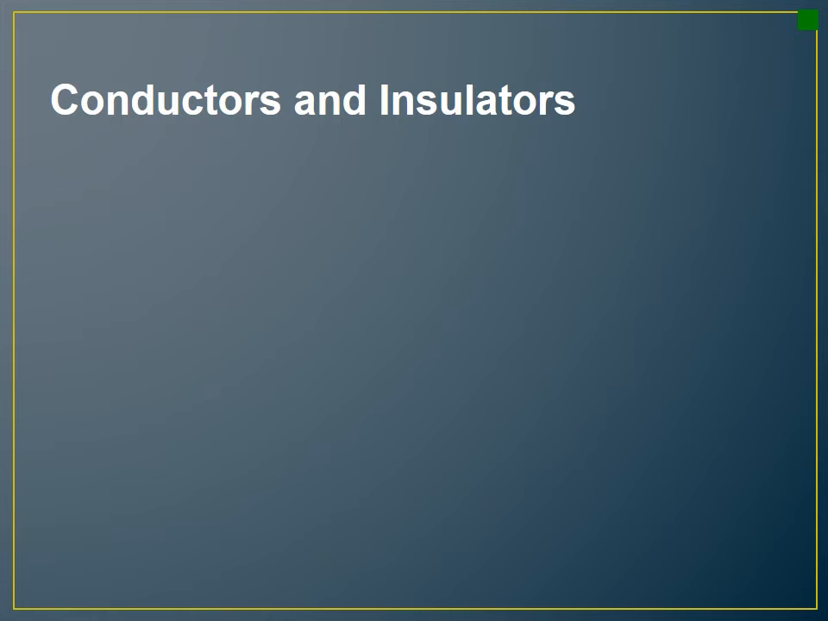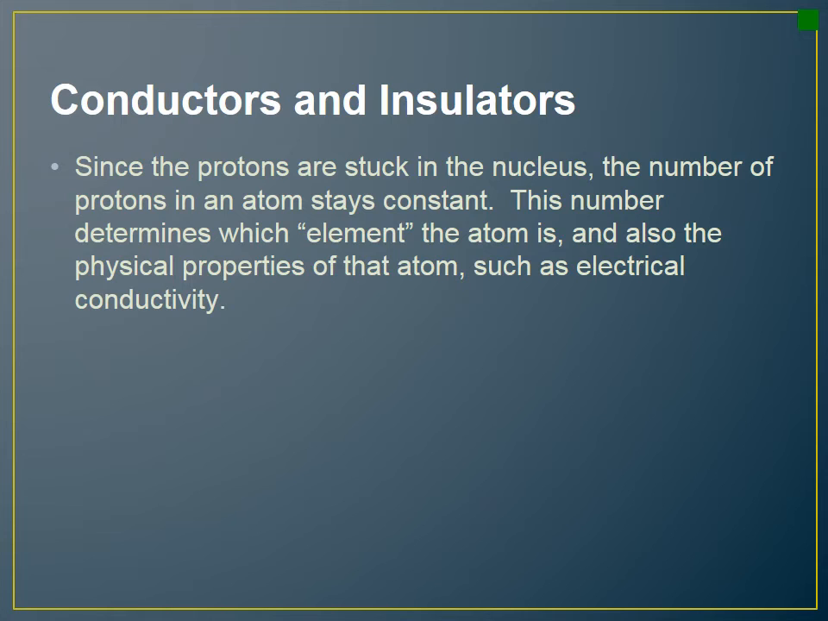The world around us is full of protons and electrons, making up all the materials around us that we interact with each day. Some materials respond differently to electricity than others. You can kind of categorize these objects into two different categories called conductors and insulators, words that may be familiar to you. Protons are stuck in the nucleus. Because of this, the number of protons in an atom stays constant. This number actually determines which element the atom is and gives it those physical properties that that atom has. One of those physical properties is actually electric conductivity.